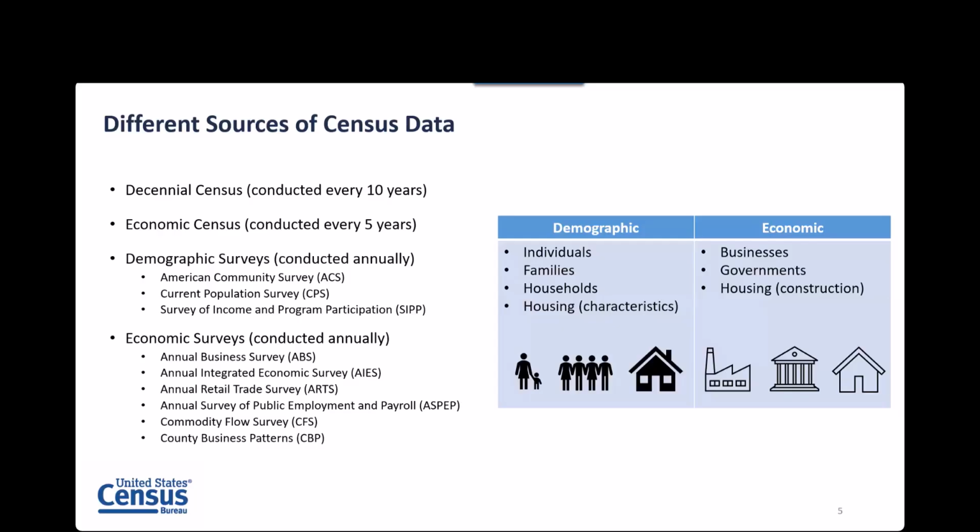We also divided it up between demographic and economic sides to make it a little clearer as to what each of those is looking at. So when you're looking at the demographic data, you're looking at individuals, data on families, data on households, and then housing characteristics. The economic side looks at businesses, governments, and also looks at housing, but that's more related to construction.